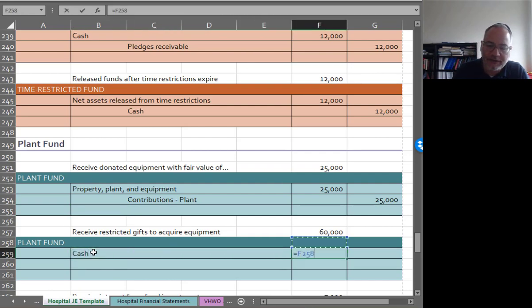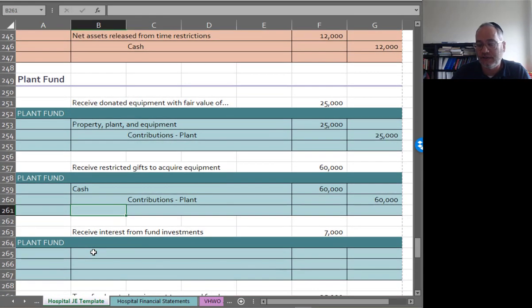It's interesting because the plant fund is not really for keeping all plants. It's for plant-related transactions. And when there's restrictions, it's really for plant-related restrictions by donors. I'm going to debit cash, credit contributions, plant, $60,000. And again, that's a revenue. So someone could donate property or they could donate cash.